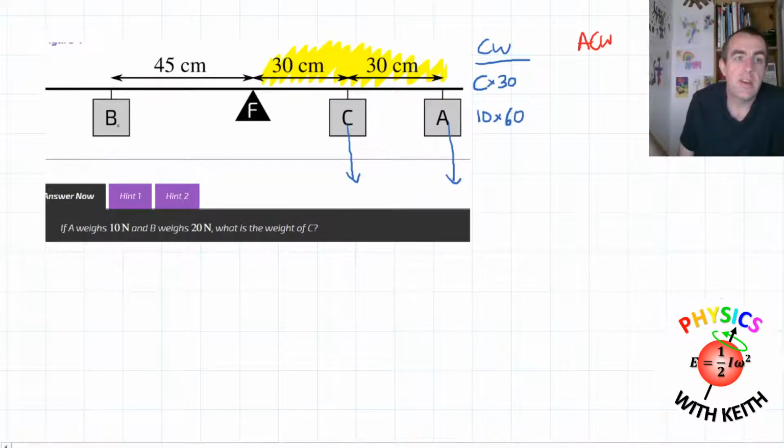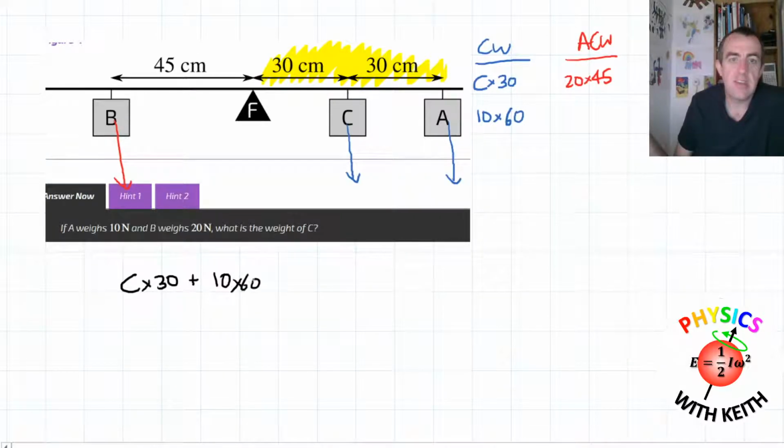In the column of anti-clockwise moments, we've got this one. This one's trying to rotate everything around anti-clockwise. So in the column of anti-clockwise moments, we've got 45 multiplied by B. B is 20 newtons, and there we have it. So now if we write this as an equation, we can say that C times 30 plus 10 times 60 equals 20 times 45.